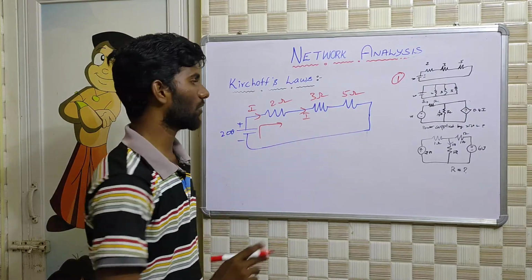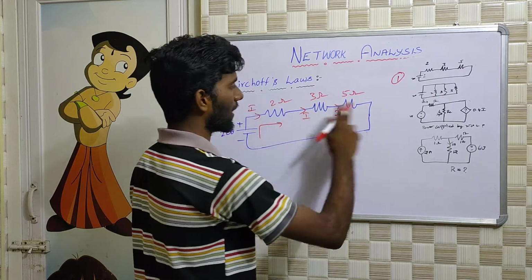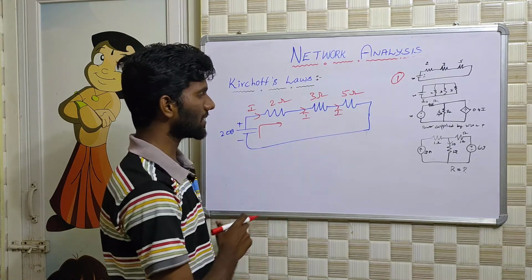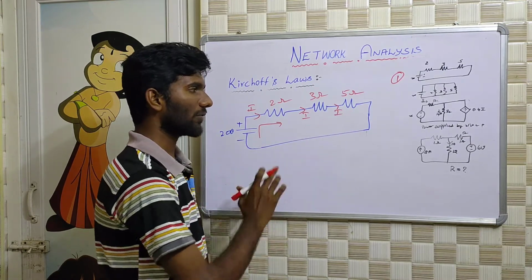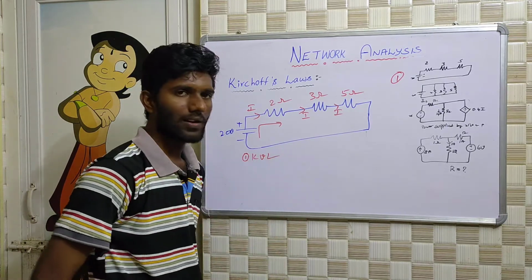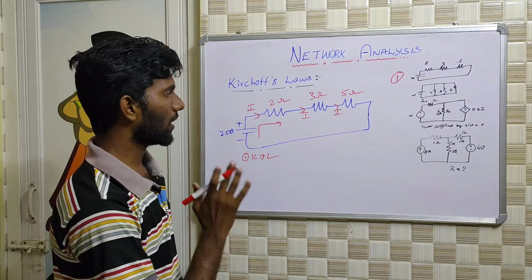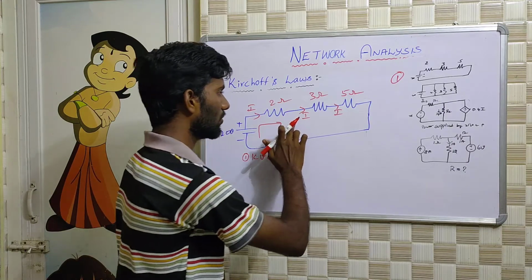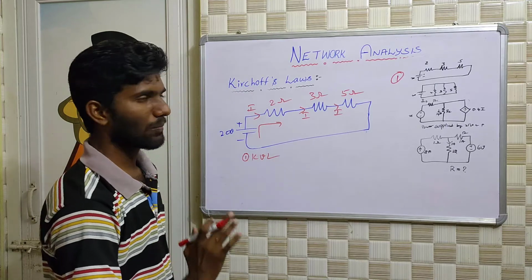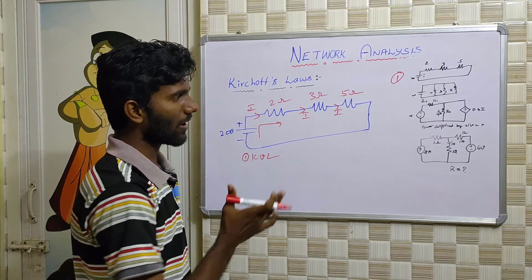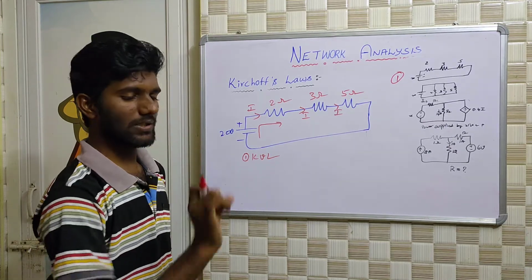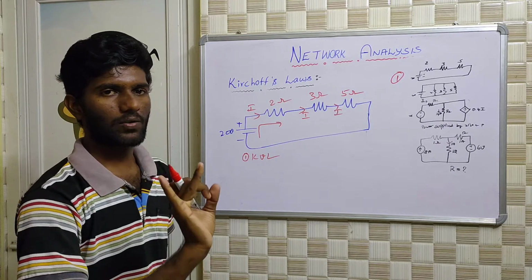The voltage divides, with the same current across the circuit. Since it is a series circuit with the same current and divided voltage, we need to apply KVL. That is our first step: we need to decide whether to apply KVL or KCL. For a series circuit, voltage divides and current will be the same, so we need to apply KVL. For a parallel circuit, current divides and voltage will be the same, so we need to apply KCL. That is the first step: deciding whether to apply KVL or KCL.